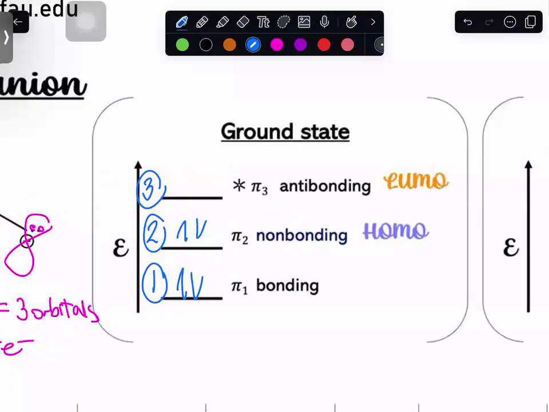Now, you have to label HOMO and LUMO because remember, that's not going to be provided for your exam. HOMO, again, is just the highest in energy that has at least 1 electron. That's why pi2, the non-bonding orbital, is HOMO. LUMO is just pi3, doesn't have anything.